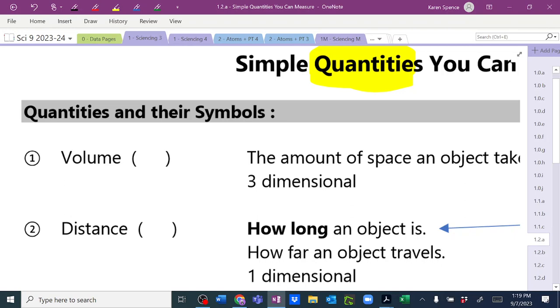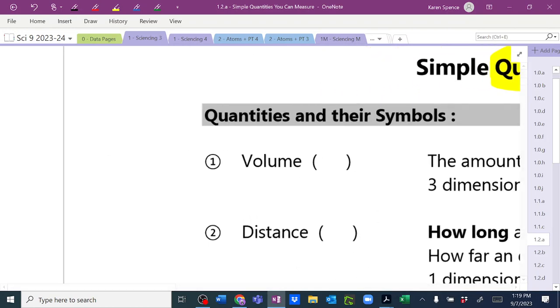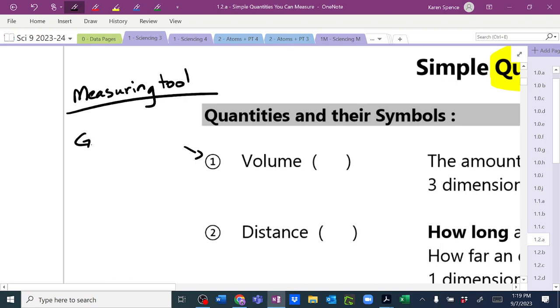Very nice. We could use the measuring tool. Could it be a graduated cylinder? Yes, a graduated cylinder.